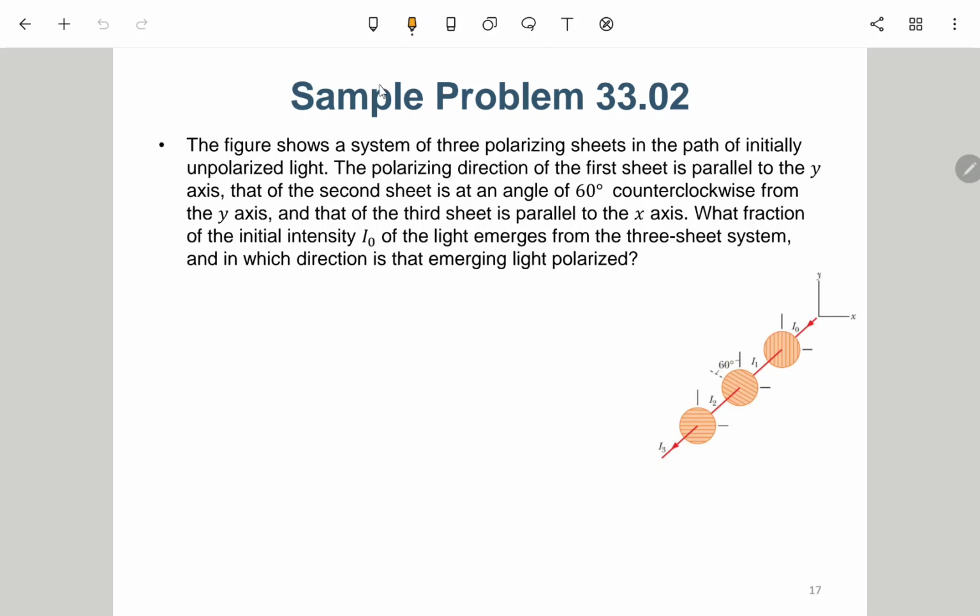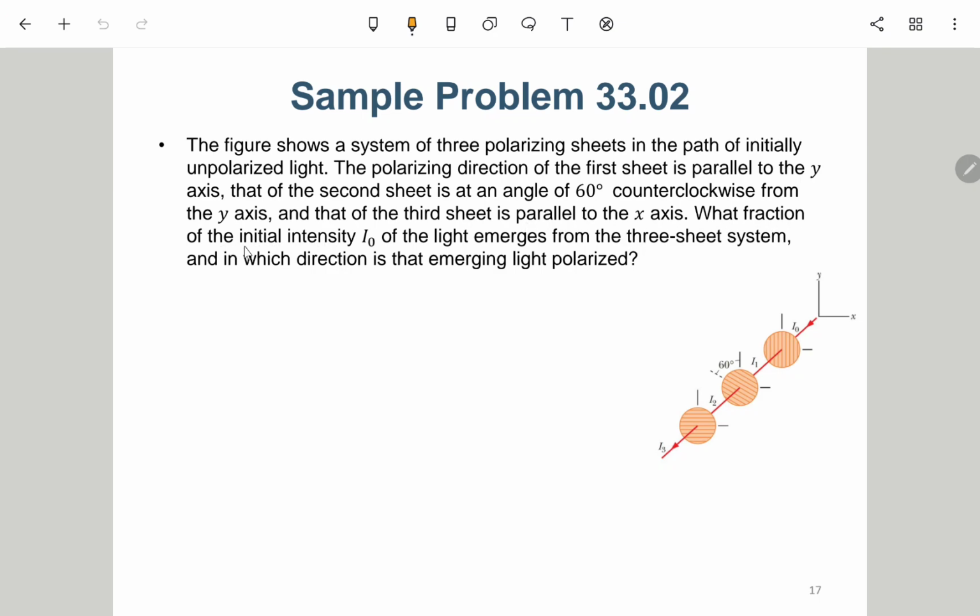Okay, so here we have a sample problem. Let's see what it says. The figure shows a system of 3 polarizing sheets in the path of initially unpolarized light. The polarizing direction of the first sheet is parallel to the y-axis, that of the second sheet is at an angle of 60 degrees counterclockwise from the y-axis, and that of the third sheet is parallel to the x-axis.